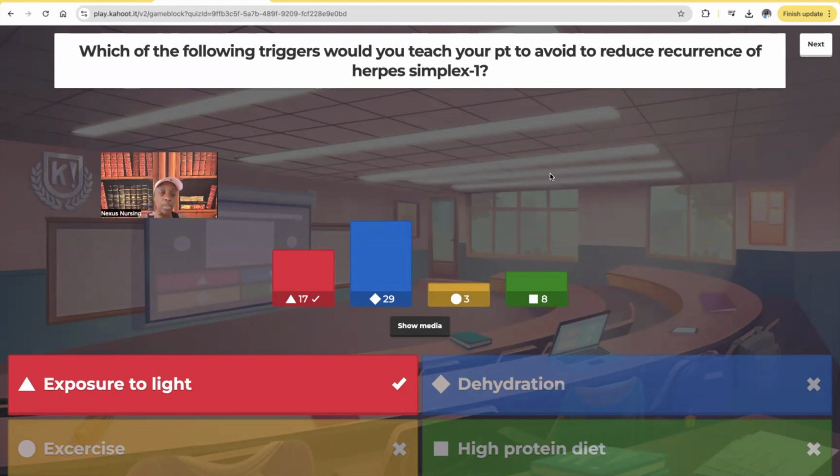Now, this is a viral infection, and triggers are exposure to light, illness, and stress. And when I say stress, not only psychological stress, but physical stress. If you're sick, that's a physical stress on the body. Those are triggers that can cause a recurrence. So you're going to teach the patient about that.